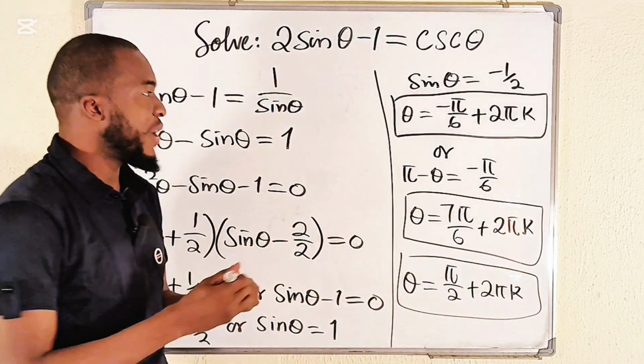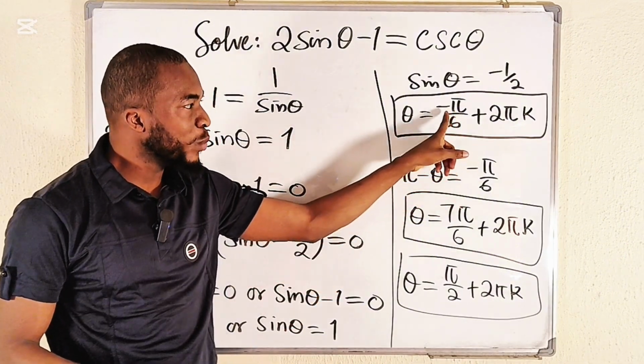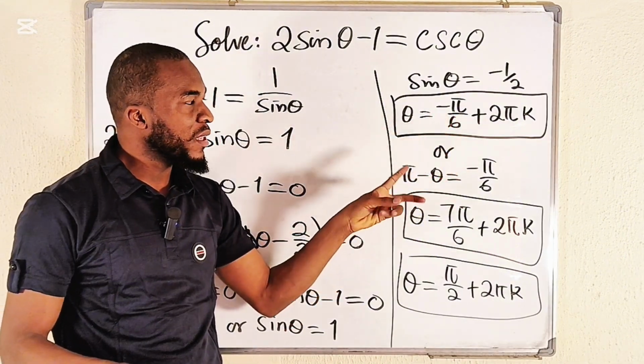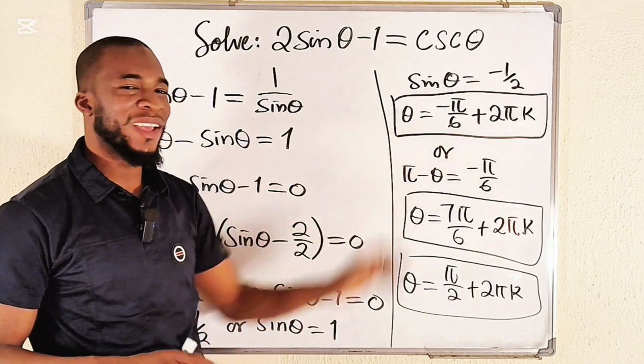And if you like to write this one using smallest positive angle, you can add 2 pi to this number, which I think is going to give us 11 pi divided by 6. But I like to leave it like this.